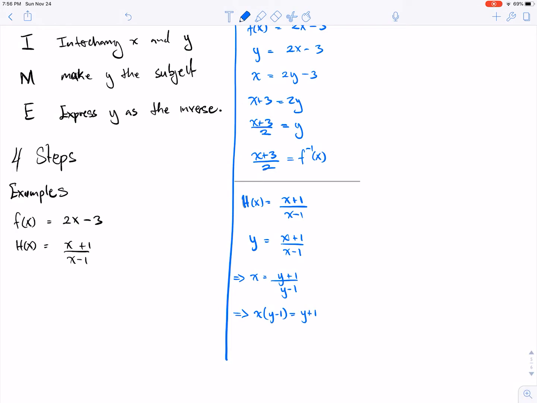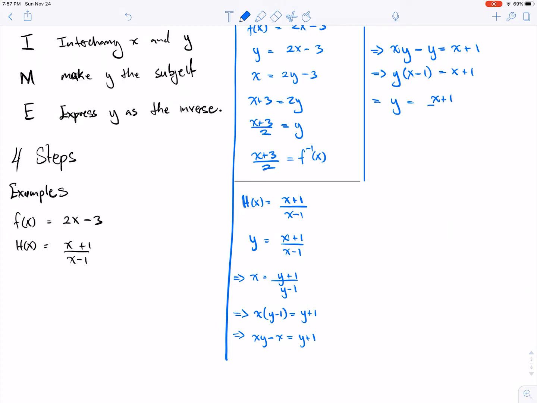Then distributing x over that term gives us xy minus x equals y plus 1. And then we want to bring y from the right-hand side over to the left-hand side and bring that negative x over to the right-hand side. This then gives us xy minus y equals x plus 1. Then factoring out y from the expression gives us y times x minus 1, and then we divide by x minus 1, which gives us x plus 1 divided by x minus 1 equals y.